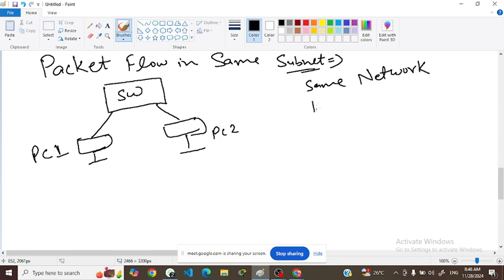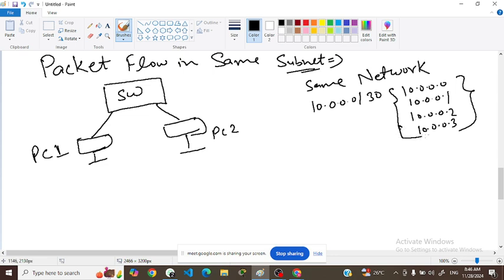Suppose 10.0.0.0/30. So what will be the network here? Network ID will be 10.0.0.0. The first valid IP will be 10.0.0.1, second 10.0.0.2. So these four IP addresses are part of the same subnet. This one is the network ID, this one is the broadcast, and these two are valid hosts.